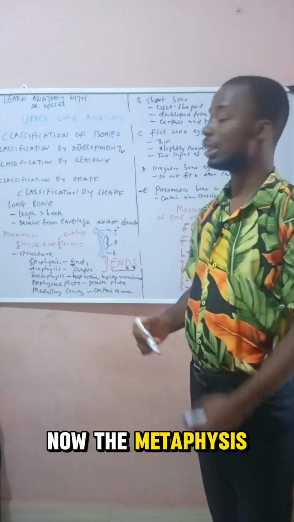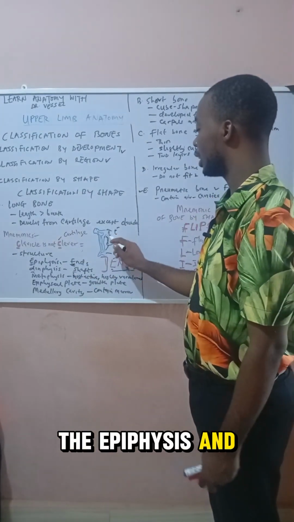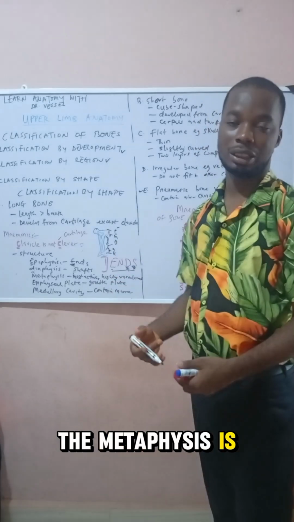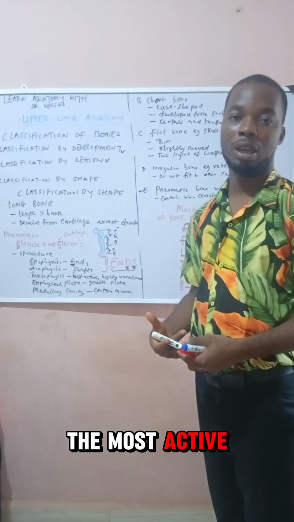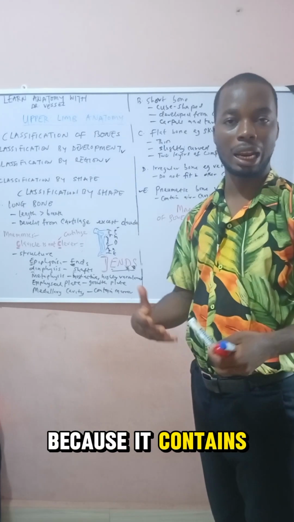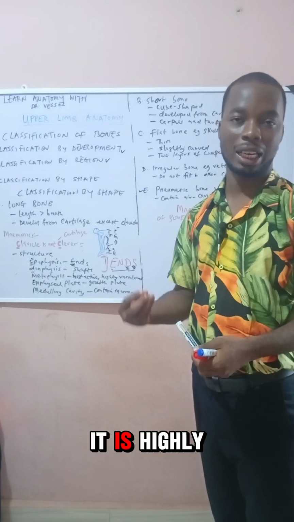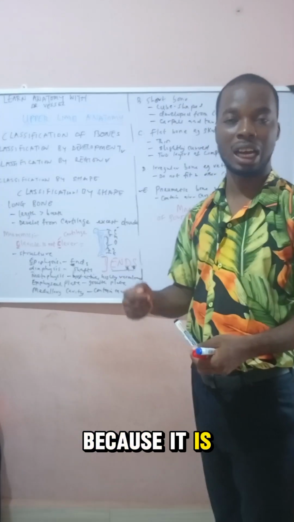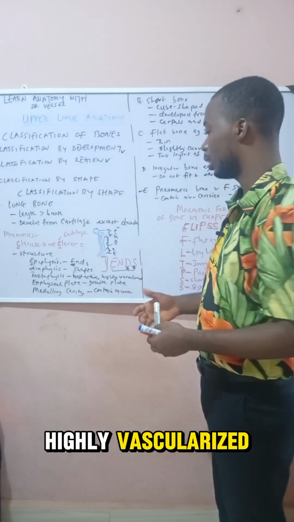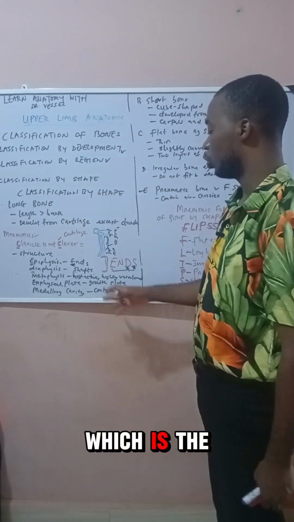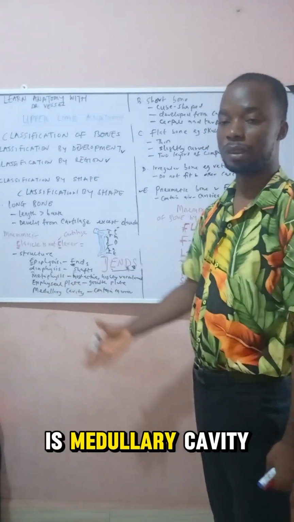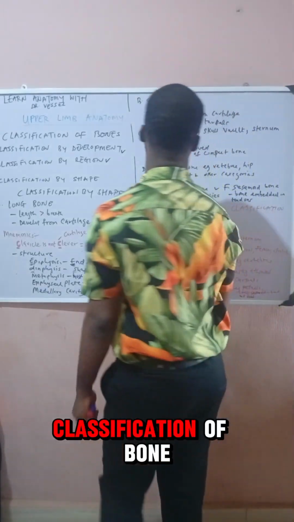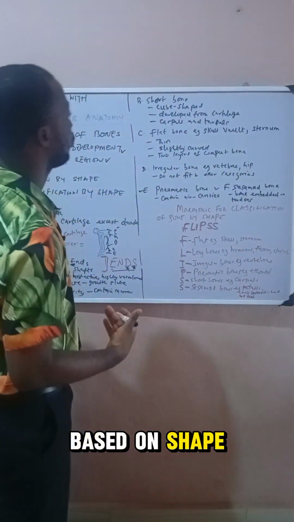Now the metaphysis is in between the epiphysis and the diaphysis. The metaphysis is the most active part of a bone because it contains a lot of blood vessels. It is highly vascularized. The next is the epiphyseal plate, which is the growth plate, and the next is the medullary cavity, which contains the marrow.